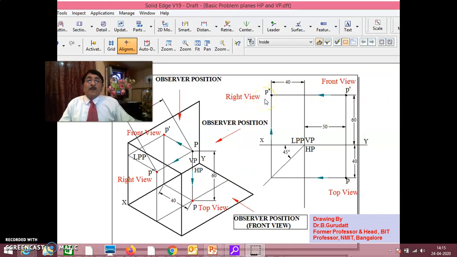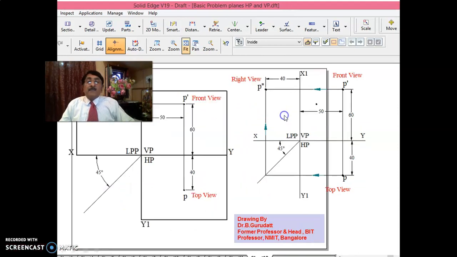This is another simple problem where I've introduced LPP. On LPP, you should get the right view. On RPP, you should get the left view of the object. Please remember in first angle, since you are looking from here for the front view direction, the right view you get on the left profile plane. If the right profile plane is here, the left view you get on the right profile plane. This you should remember.